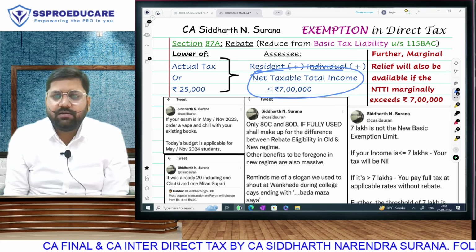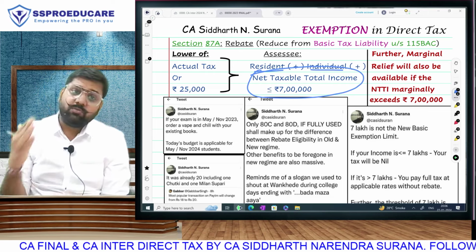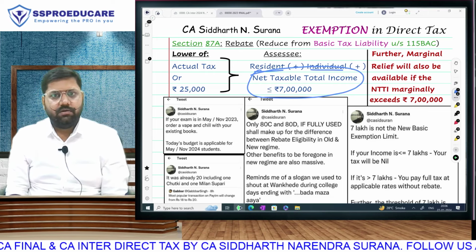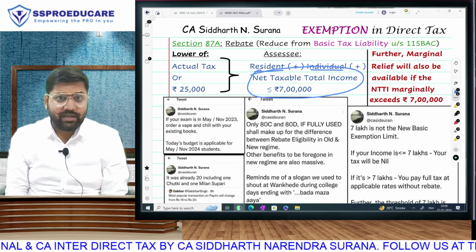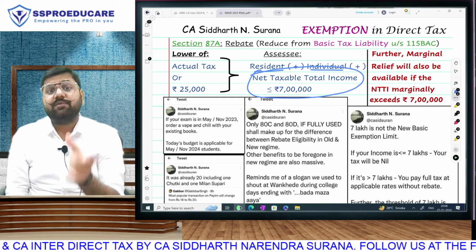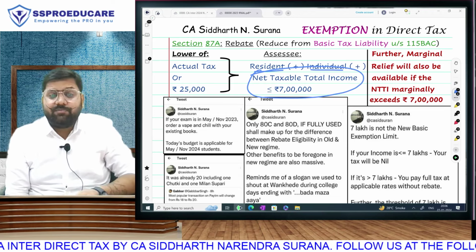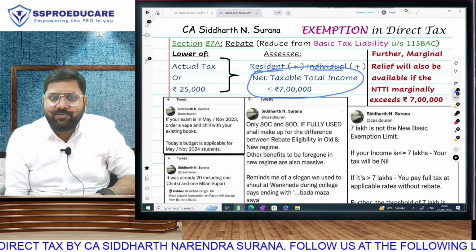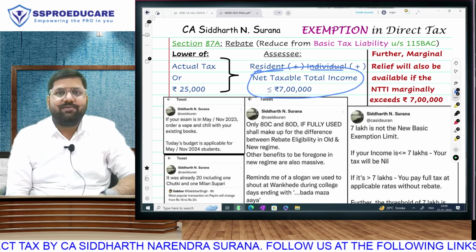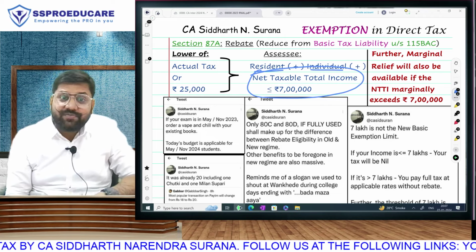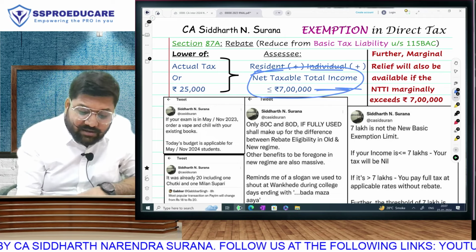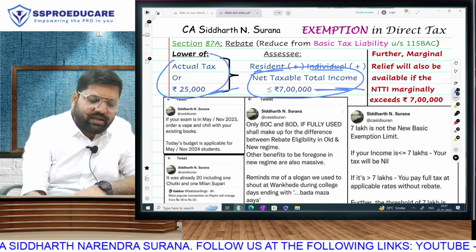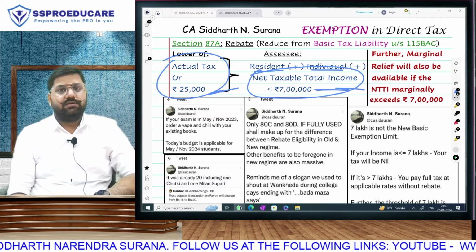So till last year, in the new regime also the threshold was 5 lakh. Now, in the old regime they are not changing anything. But in the new regime, you will be eligible even if your income is up to 7 lakh. Meaning, supposing your income is 6 lakh, in the old regime you won't get rebate, but in the new regime you will get it. And that also, look at how much we are enhancing the quantum. So this is an amendment. Actual tax or 25,000, whichever is lower.